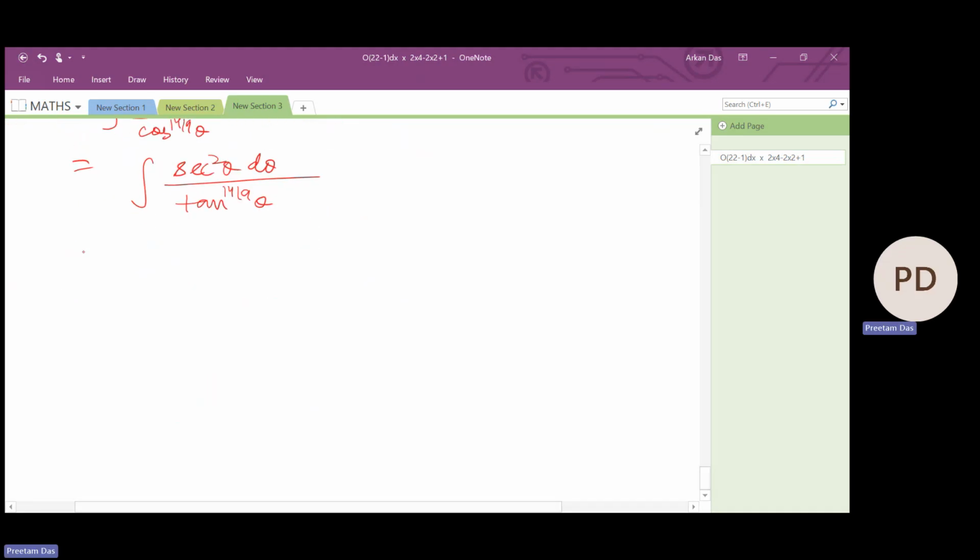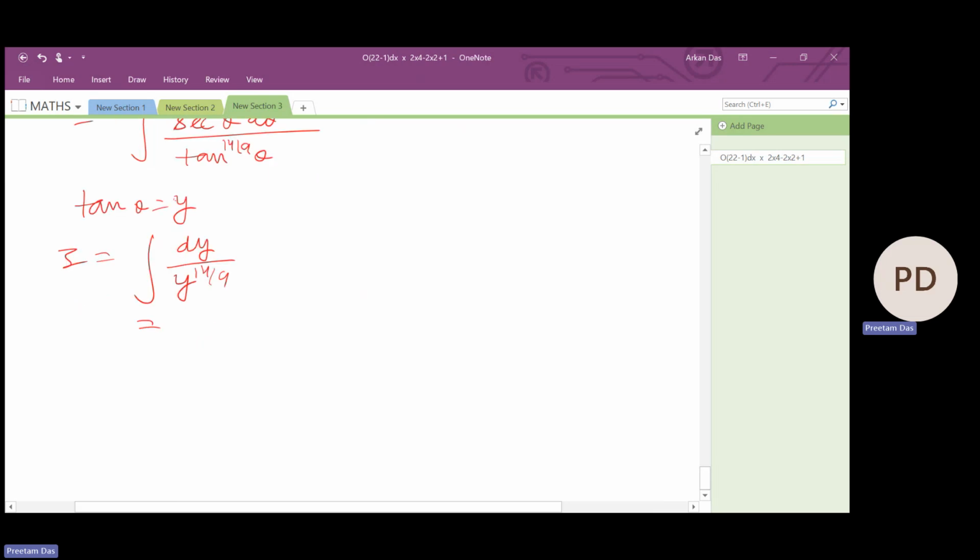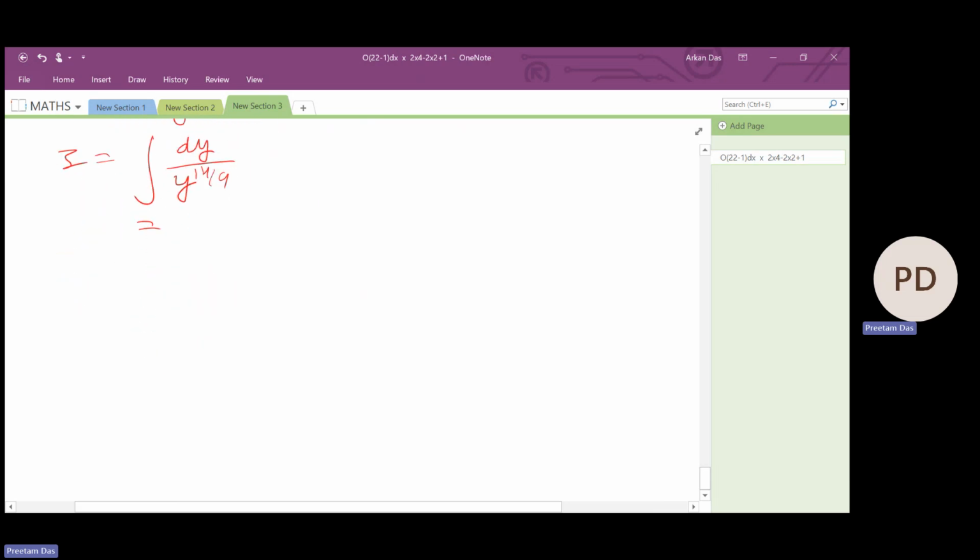Consider tan theta to be y now. What will this integral become? This will become dy by y raised to 14 over 9. Now, if you put the value of tan again here and then integrate and simplify, you'll get minus 9 over 5 tan theta raised to minus 5 over 9 plus C. Option B.